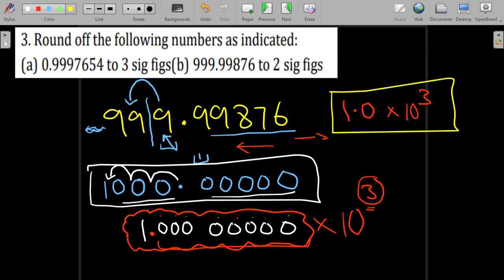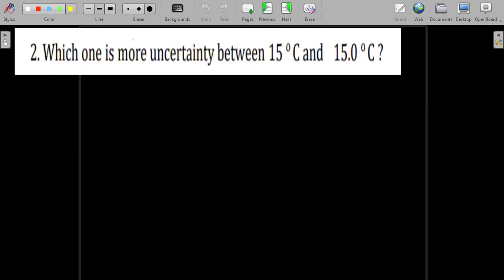All right, so let's go to the next question then. So next question, we have this question here. They're saying, which one is more uncertain between 15 degrees Celsius and 15.0 degrees Celsius? Okay, so to determine which one is more uncertain, we just look at the two numbers that we've been given.